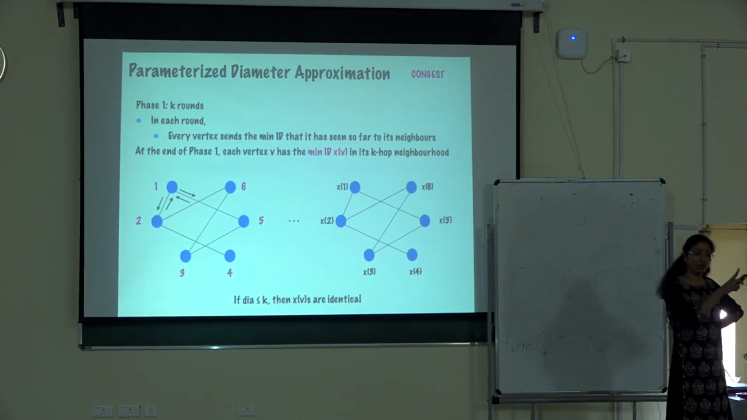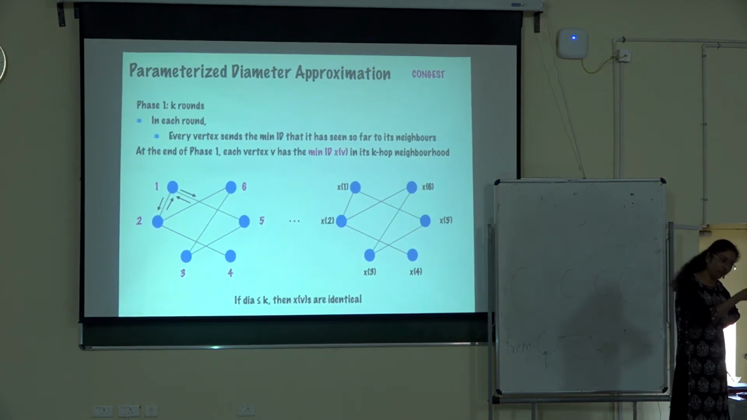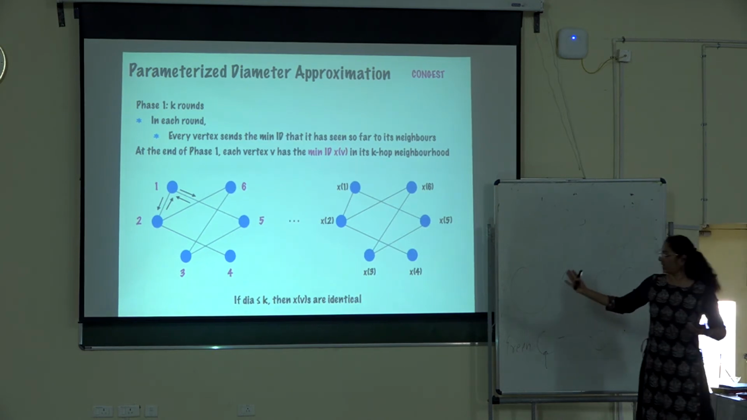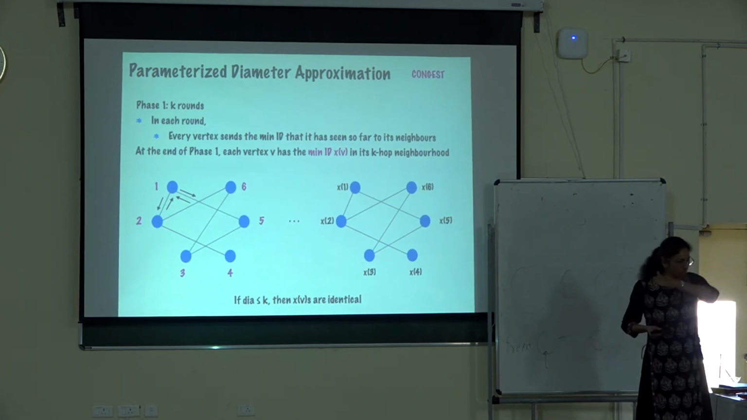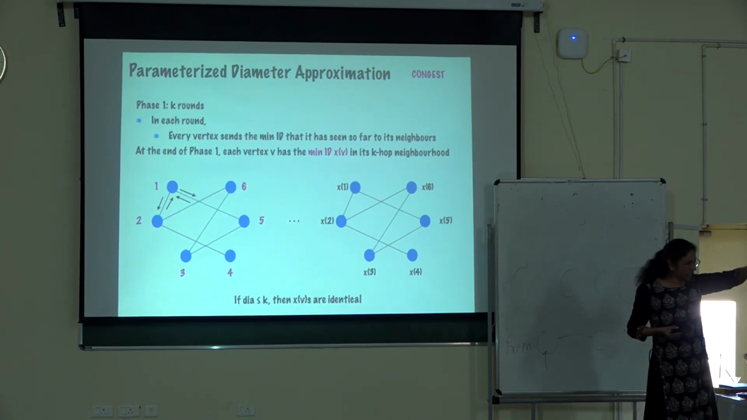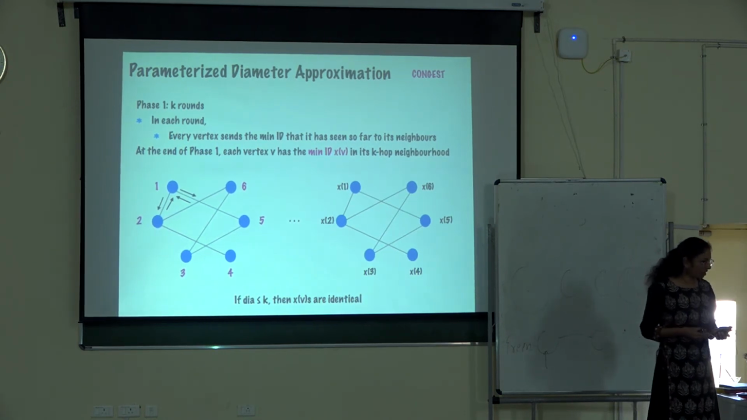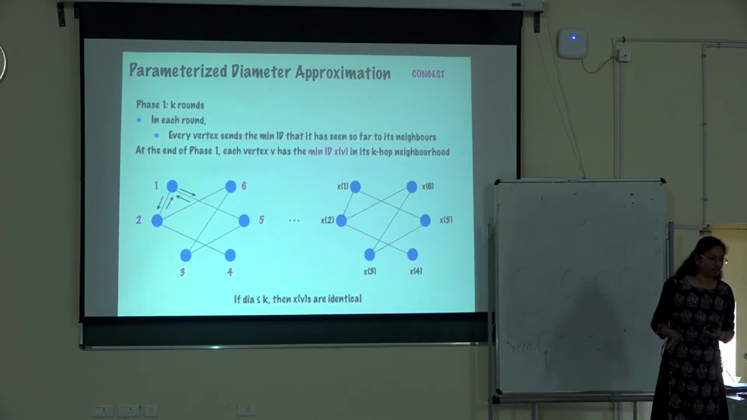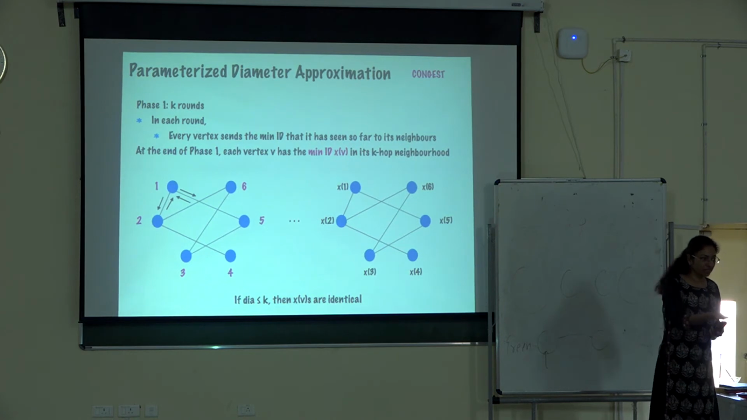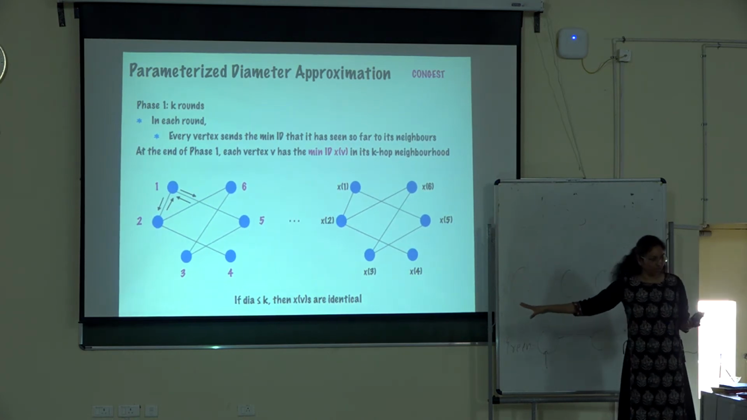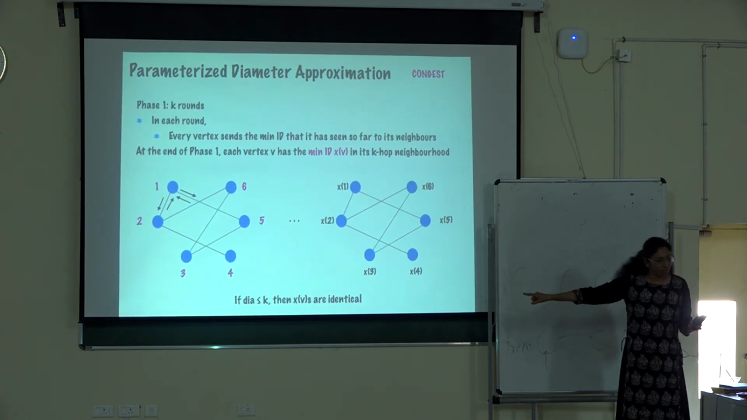Okay, but a no instance need not be true, right? If I can see a difference, then it's a no. No, see, in k rounds, I can only see my k-distance neighborhood. But I could be far off from another vertex, right? That information I don't have yet. If diameter is at most k, xv's will be identical. But if xv's are identical, it doesn't mean that the diameter is at most k.